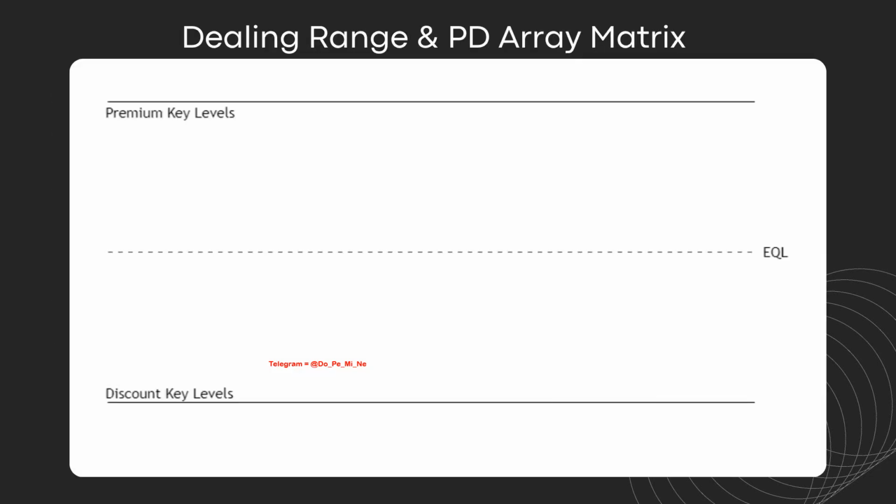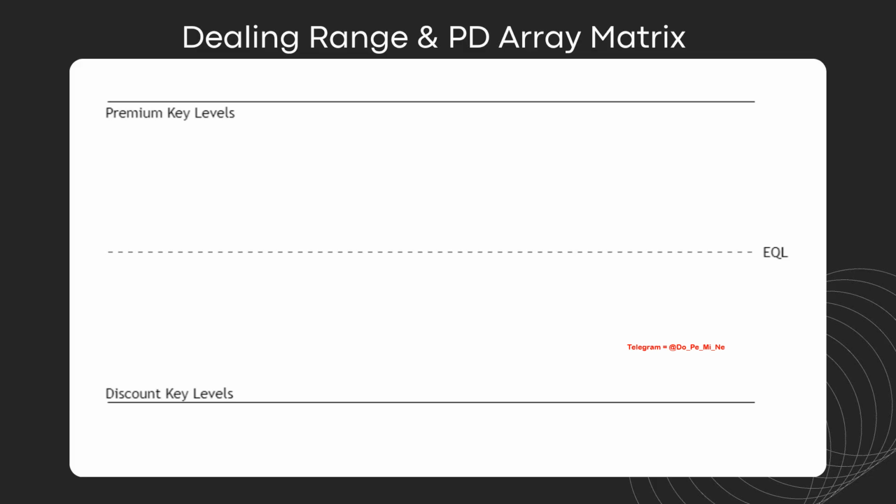Now let's move over to the next slide and discuss dealing ranges in PDRA matrices. Here on the screen you can see this range with this line in the middle. This line right here represents the equilibrium, or the midpoint of this range. Above this midpoint we've got the premium region, and the lower half right here is our discount region.